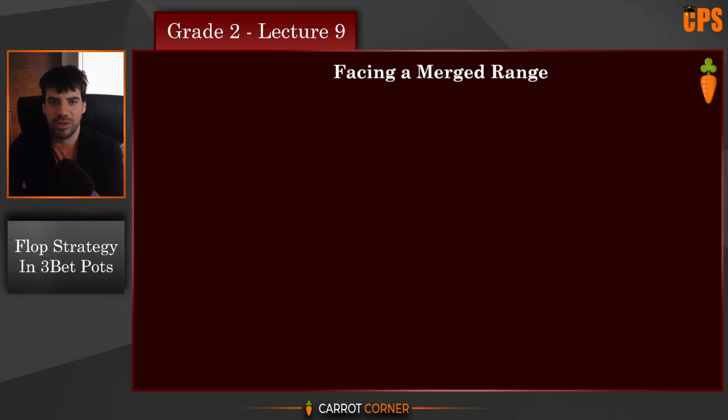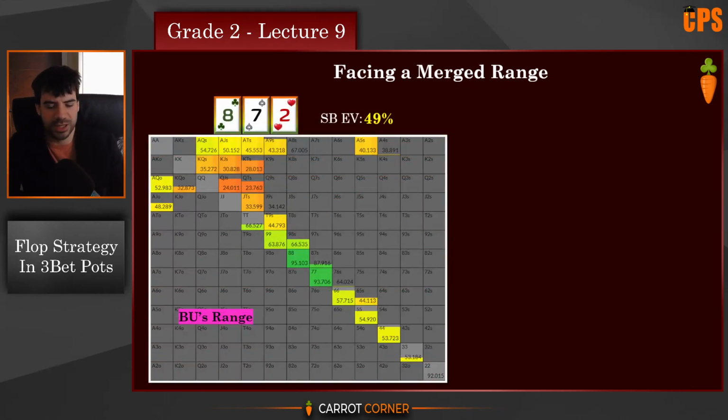Let's talk now about the opposite of this, when we're actually facing a merged range. We saw that on lower boards, villain's range is going to be less polarized. 8-7 deuce is the perfect example of such a texture where villain's range is more merged. You can see that the range is less green and less orange and now more yellow. What this means is that we'll be running into a mediocre hand more often, and a mediocre hand will require a larger sizing made against it in order to become indifferent.